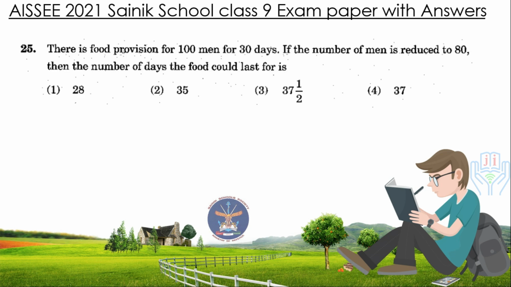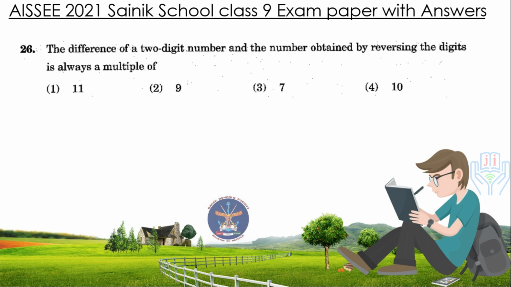There is food provision for 100 men for 30 days. If the number of men is reduced to 80, then the number of days the food could last for is answer 37 1 by 2. The difference of a two-digit number and the number obtained by reversing the digits is always a multiple of answer 9.